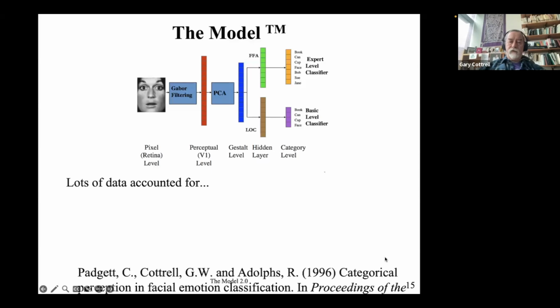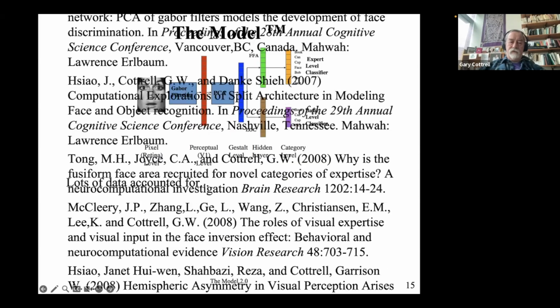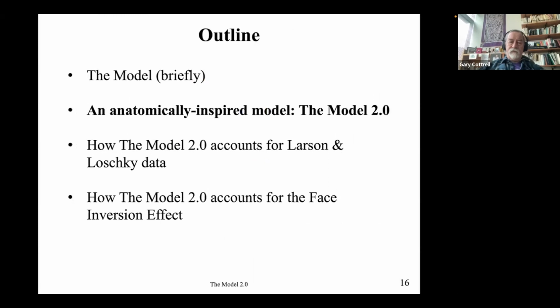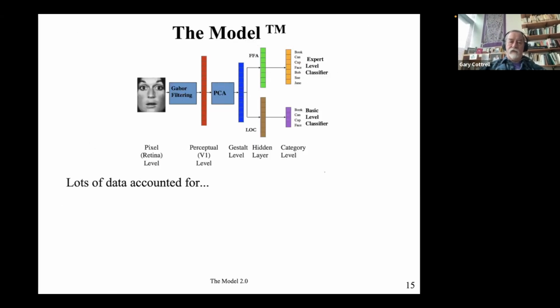So with this model, I accounted for a lot of data. It's been 30 years, so there's a lot of data. That was the model. And now the model 2.0 is more anatomically inspired. So this was anatomically inspired in the sense that Gabor filtering is a model of early visual cortex. PCA captures some of the global structures here. If you're doing faces, it might encode the occipital face area, etc.